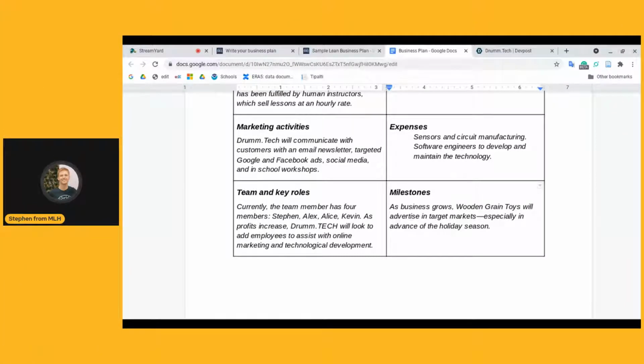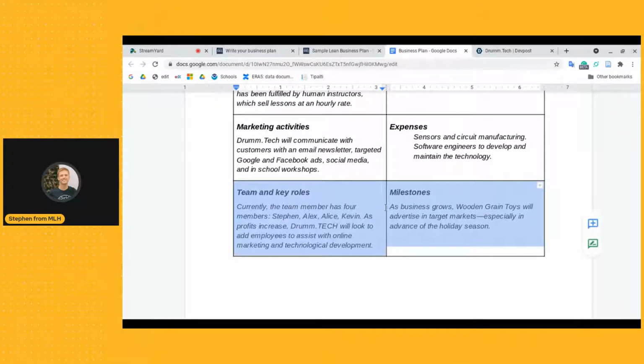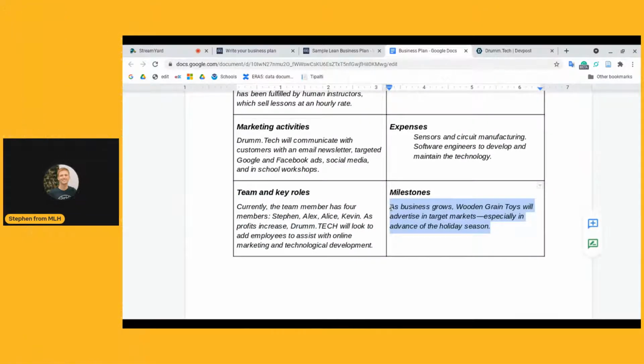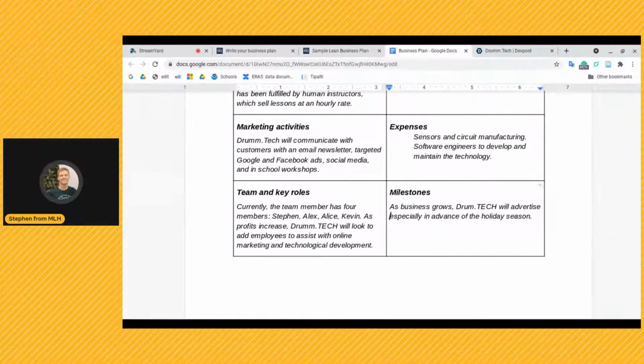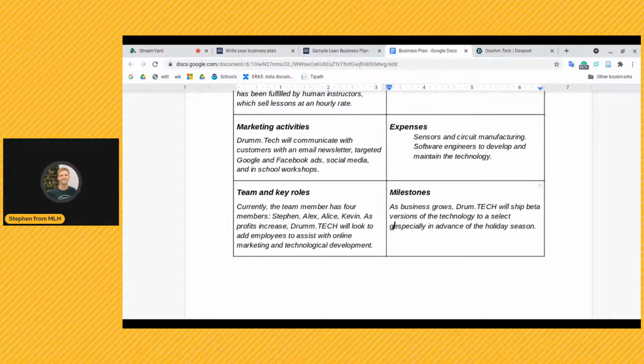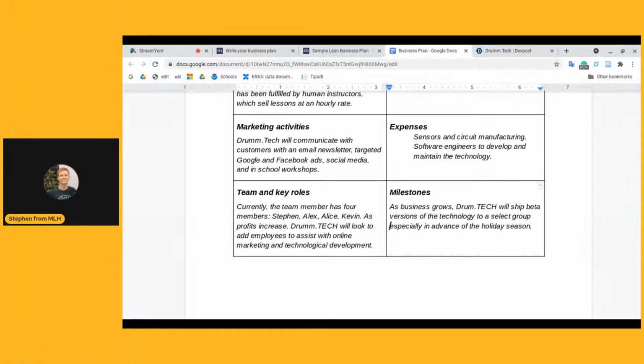Okay, so this is going to be the next stage in the process. So it would be the next stage in the drum.tech. We could say as business grows, drum.tech will advertise and target markets. Maybe instead of that, we would say we'll ship maybe beta versions of the technology to a select group of interested customers. Okay.